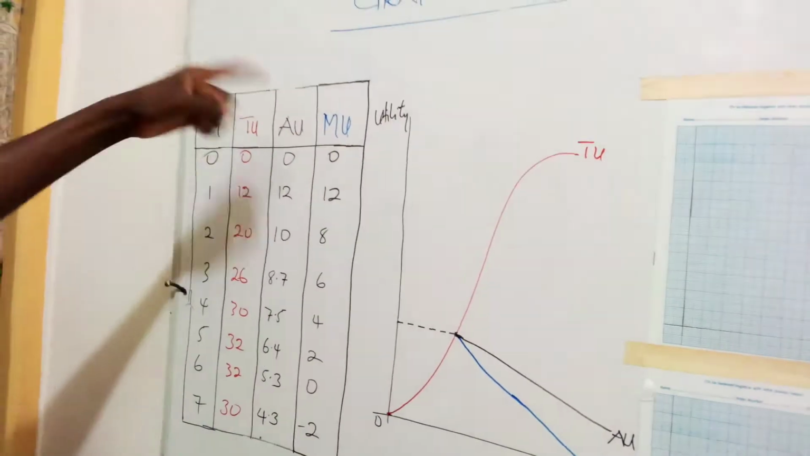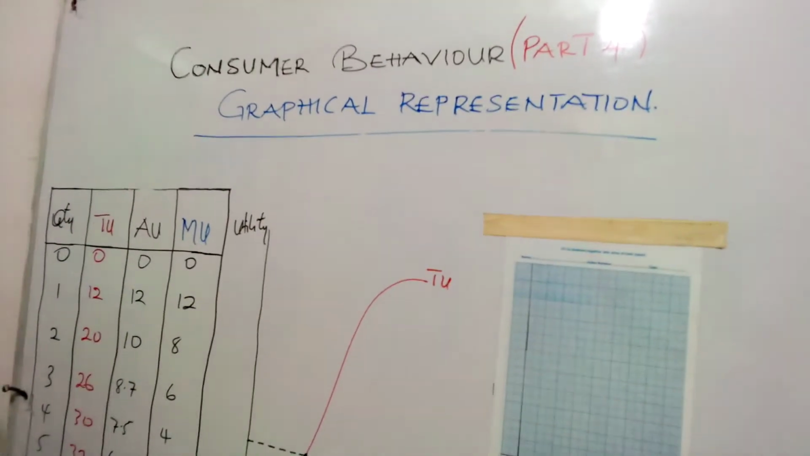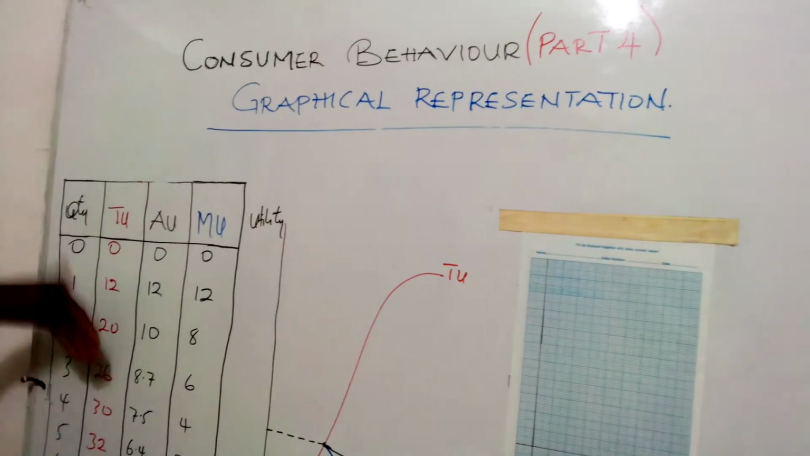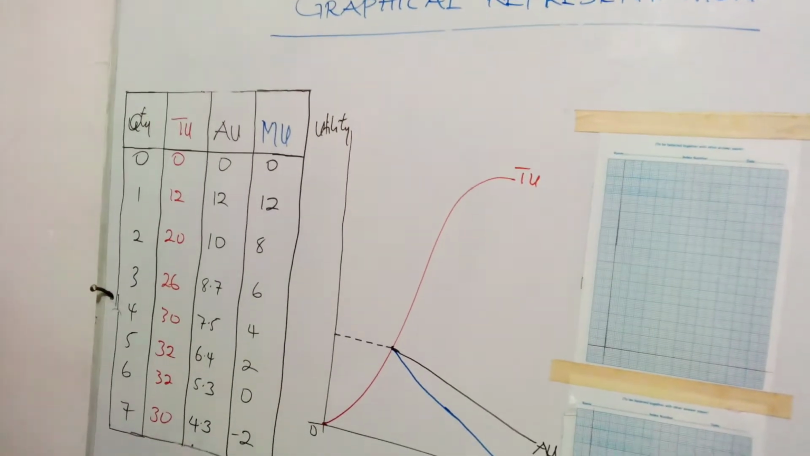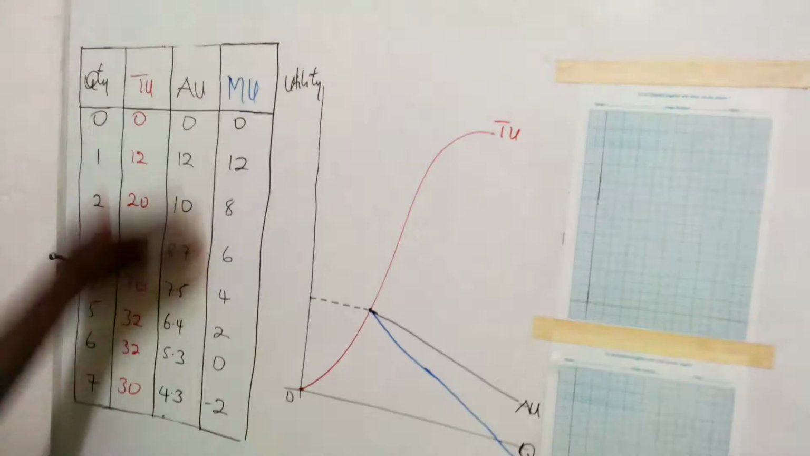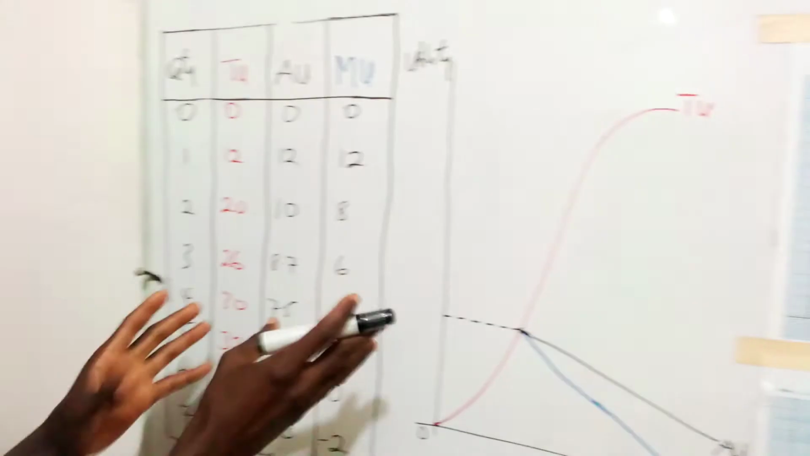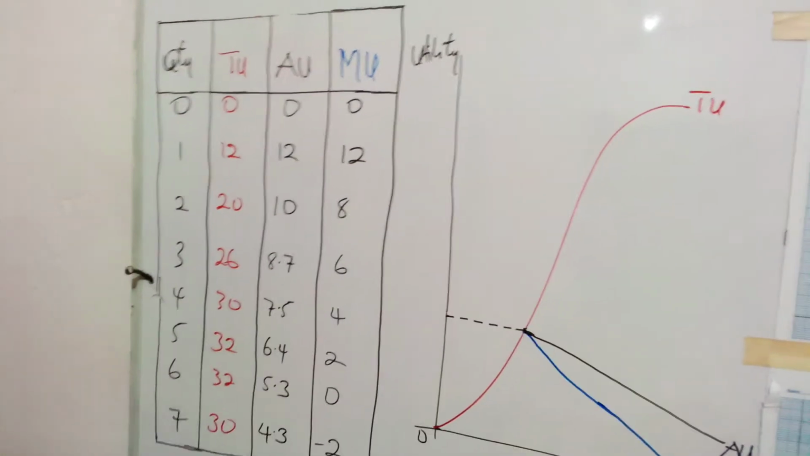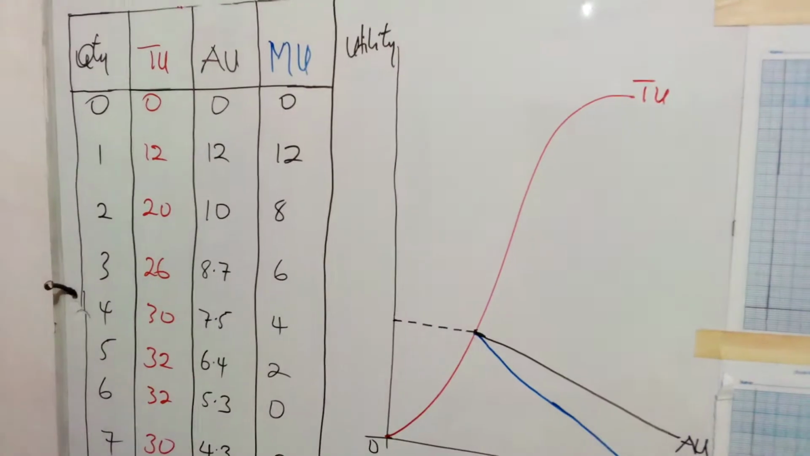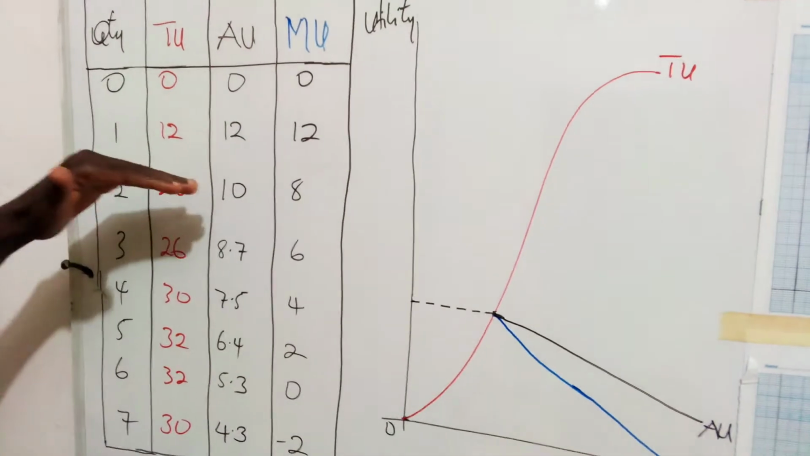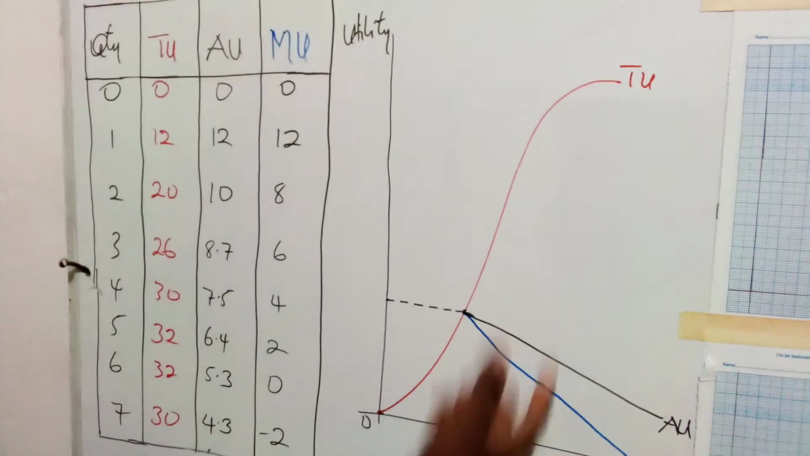Alright, so graphical representation of consumer behavior, part 4. We want to consider this table. This is a utility schedule, and we want to see how we can draw or plot these curves. Looking at the schedule, I used colored markers so that you can know the difference between what we are doing. We have the TU in red, AU in black, and the MU in blue. Now we want to plot these curves using a graph, but before that, we are looking at a rough sketch of these curves.